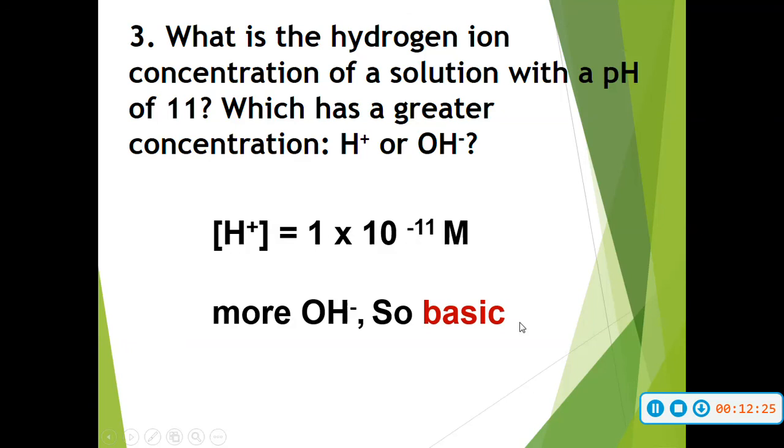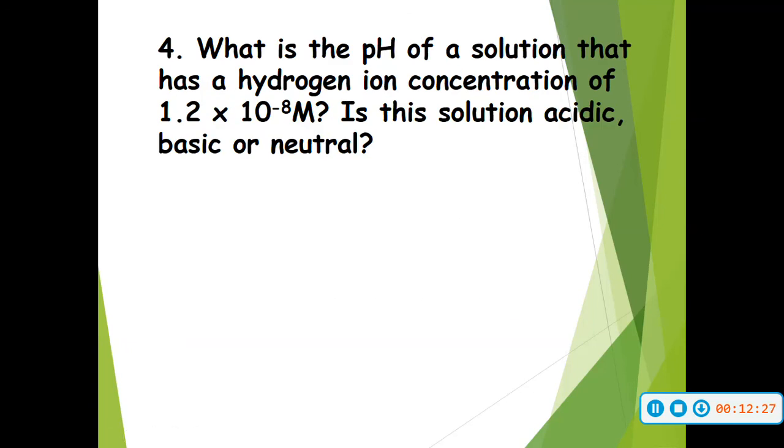Okay. Question number 4, what is the pH of a solution that has a hydrogen ion concentration of 1.2 times 10 to the negative 8 molar? And is this solution acidic, basic, or neutral? So try to figure it out on your own. Push play when you're ready.